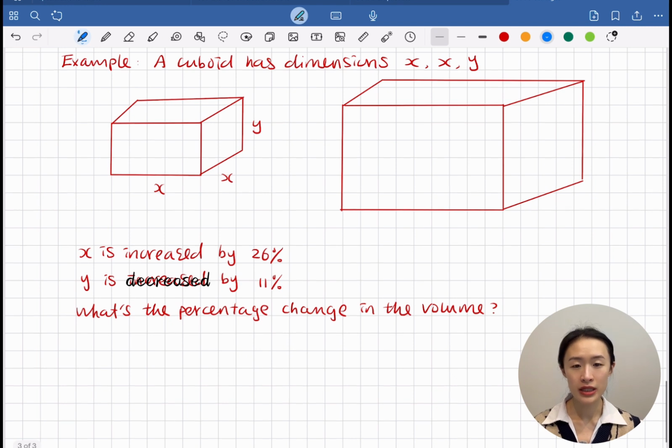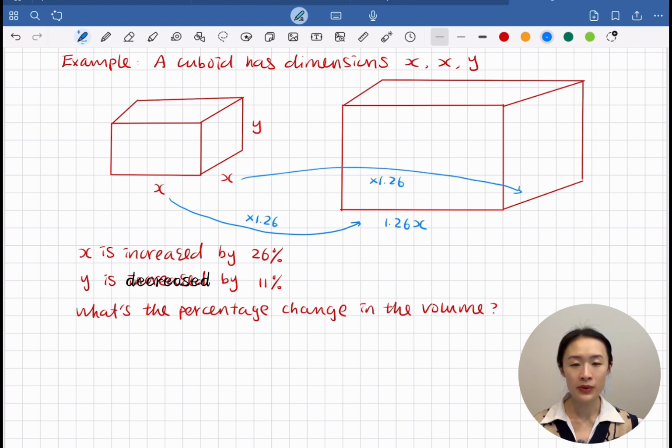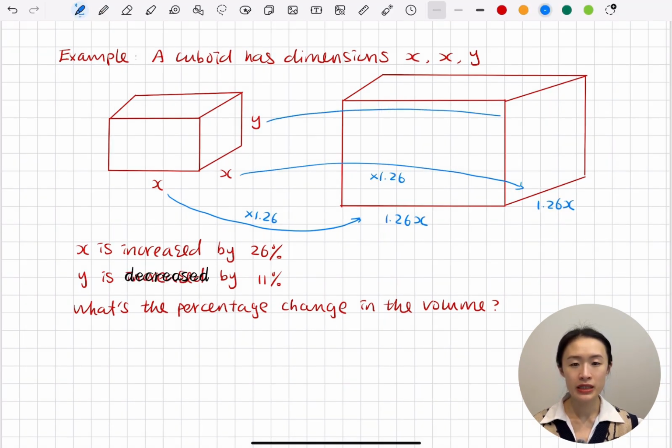So what we can do is to find the new dimensions of the cuboid. X being increased by 26%. So now we know the scale factor is 1.26. So the new length is going to be 1.26x. The new width is the same, 1.26x. Y is being decreased by 11%. So then that means we have 89% left. So y times 0.89 gives us 0.89y.